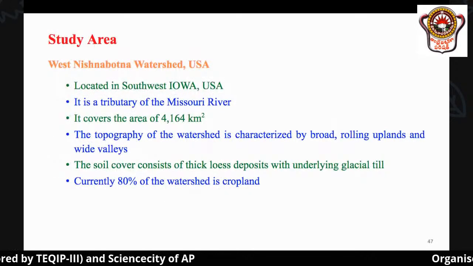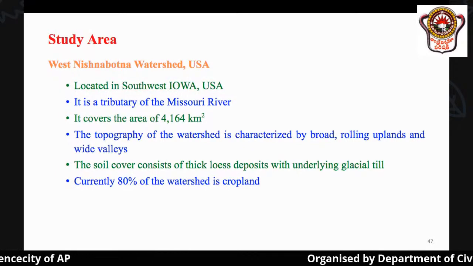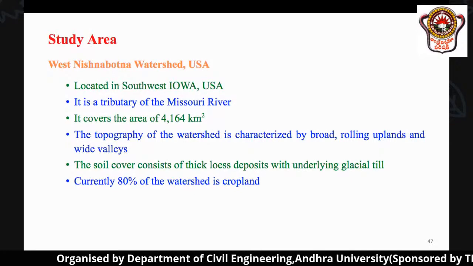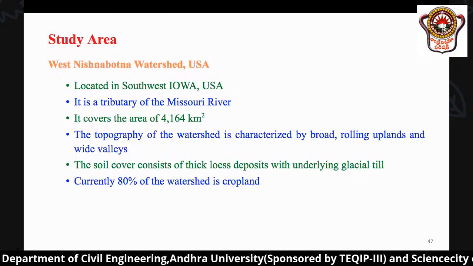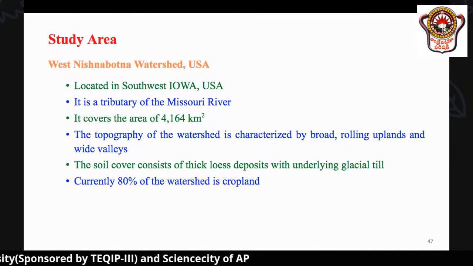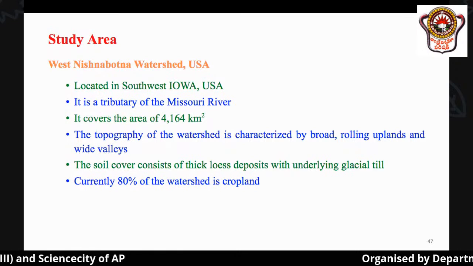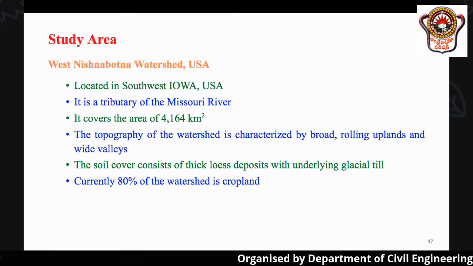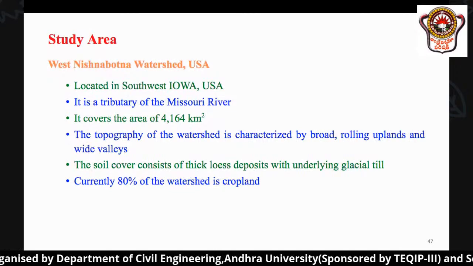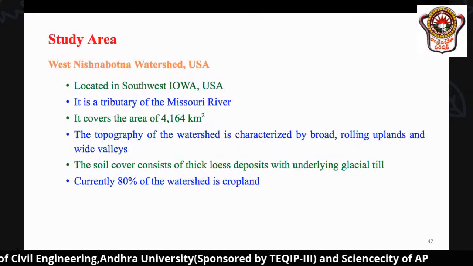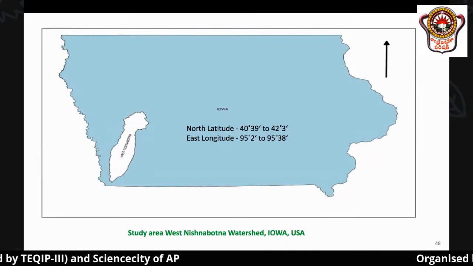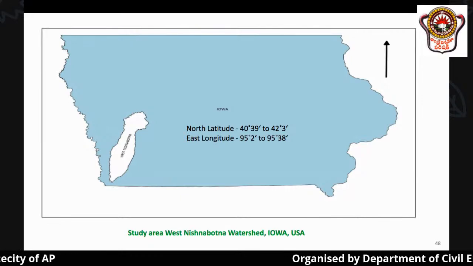Here, this is one watershed, from one of my postdoc researches. This watershed is called West Nishnabotna watershed in the USA. It is one of the river basins with rolling uplands and wide valleys, and most of it is agricultural area, about 80%. Some glacial deposits are there, but most of it is agricultural land. This is Iowa State, where this river is located.